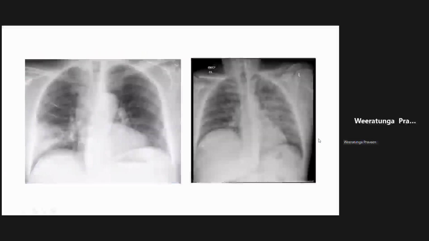So this is the very typical appearance of a typical pneumonia, lobar consolidation, whereas atypical pneumonia on the right would be more of a patchy thing. Patchy, you can see, right, patchy infiltrates everywhere.